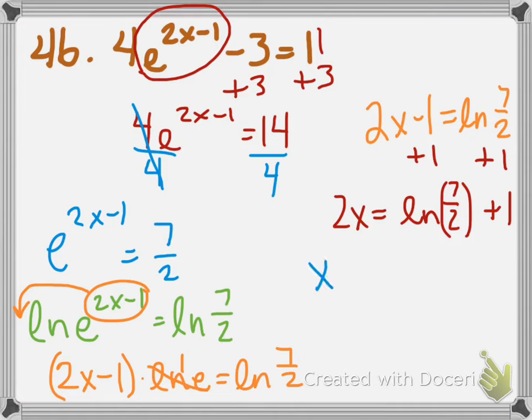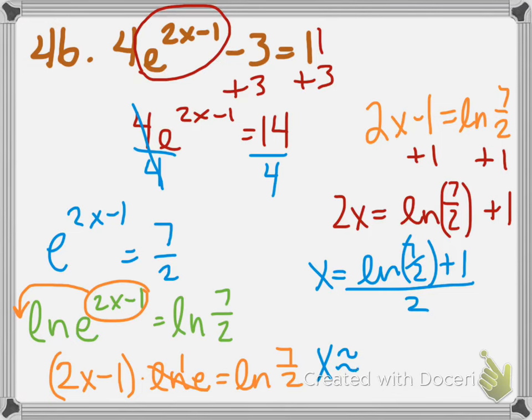So x is going to be the natural log of 7 halves plus 1, and everything gets divided by 2, the whole side. So you can put this entire expression in your calculator. Make sure you put 7 over 2 inside the parentheses after the natural log, and that everything is being divided by 2. So if you put that in your calculator, you're going to get an approximate answer for x, which is going to be 1.126.